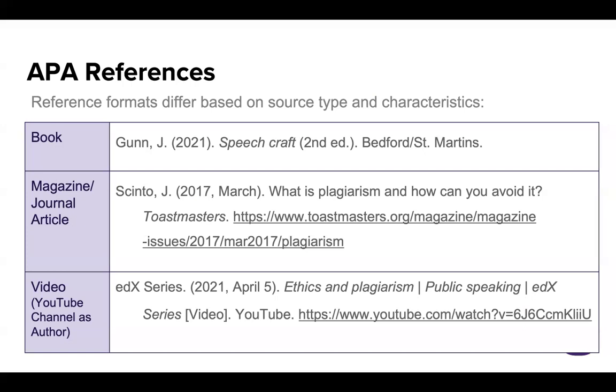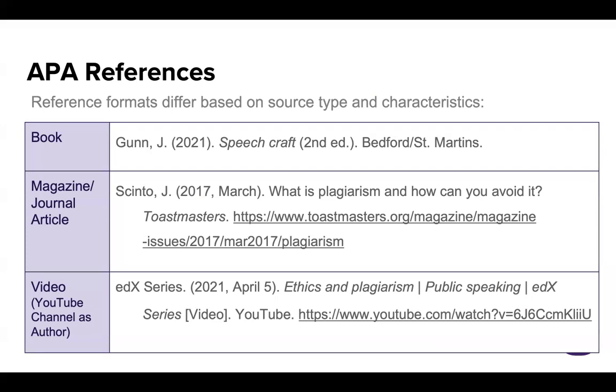Next, we include both the article title and the magazine title, with only the magazine title in italics so the reader knows what article Cinto wrote and what publication it was published in. Last, we know that this article was published in the online version of the magazine, so we include the URL where the article is available online so the reader knows where to find it.